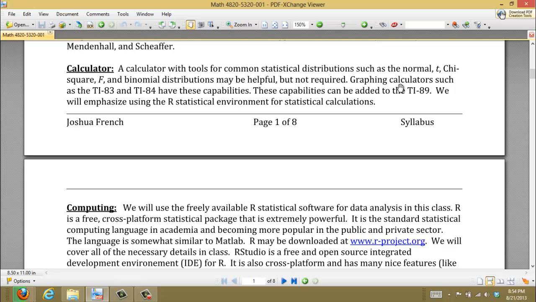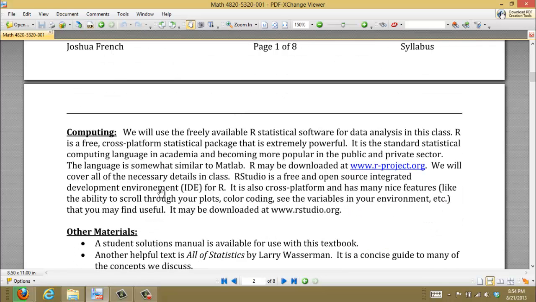So I'm not going to do any kind of calculator-based learning in this class. If you want to bring it for quizzes or for exams to help you with some mathematical calculations like square roots or division, that's totally fine. I understand that. But we're going to be focusing on using the R statistical environment for the statistical calculations. So you're really not going to need a fancy calculator in order to be successful in this course.